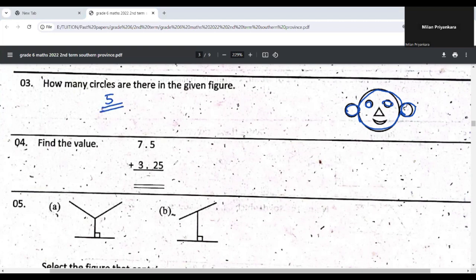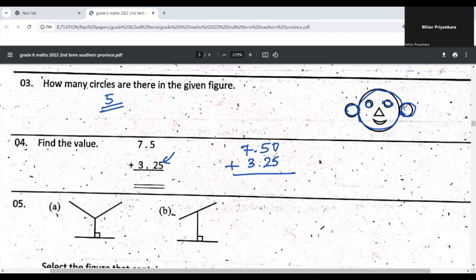Find the value of 7.5 plus 3.25. When you have something like this, you need to write 7.5, 0, and 3.25. Because this 5 is in the first decimal place, and this 2 is in the first decimal place, and this 5 is in the second decimal place, right?